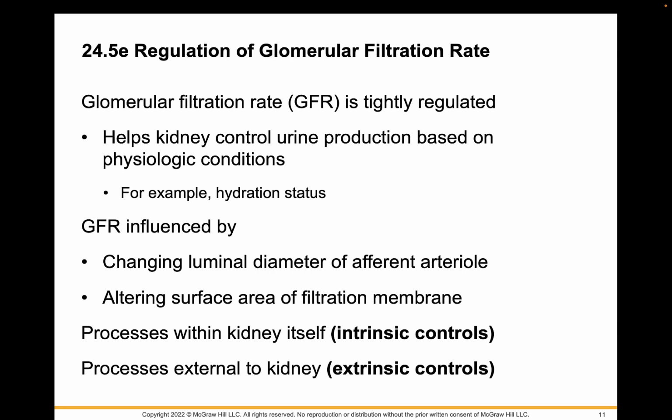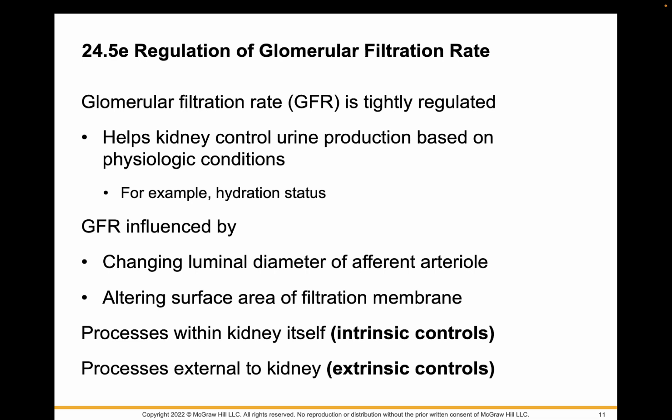Now, things to keep in mind here is the regulation of glomerular filtration rate, and this is a variable that is very tightly regulated. It helps our kidneys control urine production based on physiologic conditions. Examples, probably the predominant one will be level of hydration.